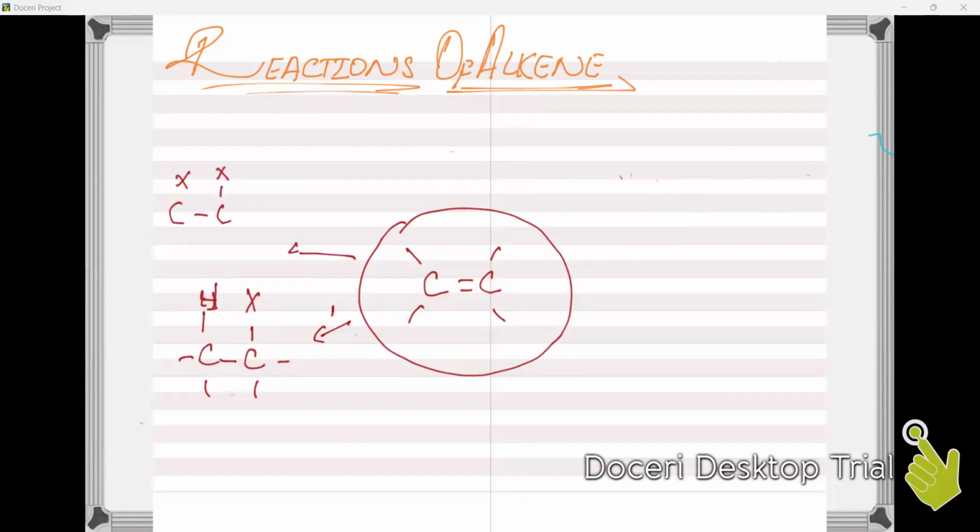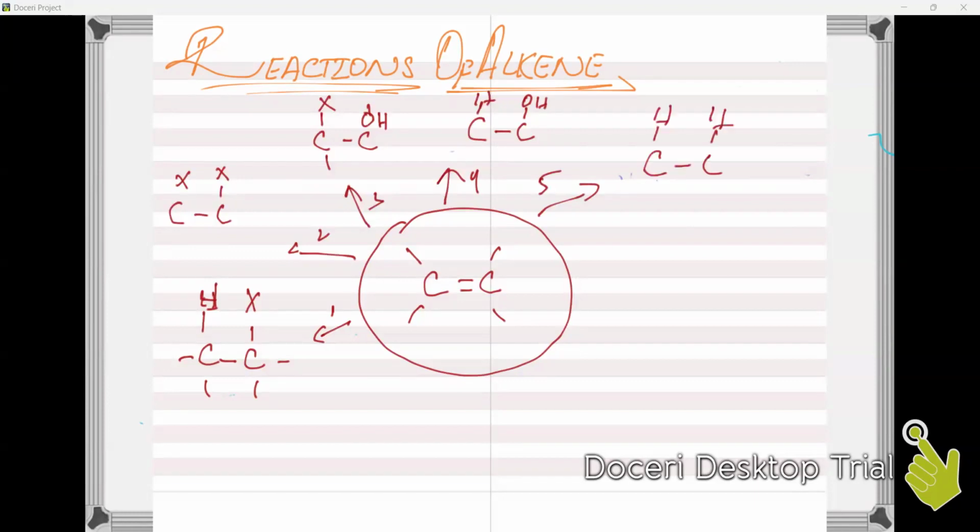where the rest of the hydrogens are attached. Number two, this can be changed into a halohydrin. Halohydrin means an OH group and a halogen are attached. This can be changed into this. Number four, it can be changed into a simple alcohol. Then this can be changed into an alkane. This alkene can be changed into alkane.